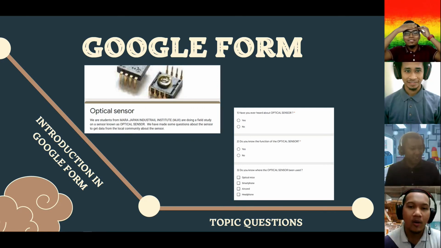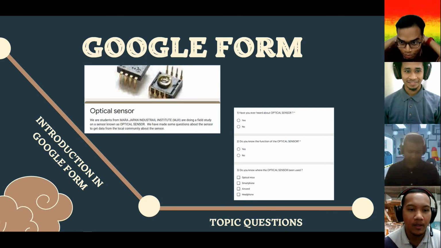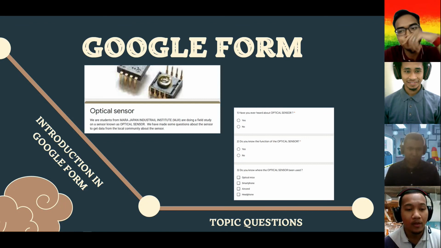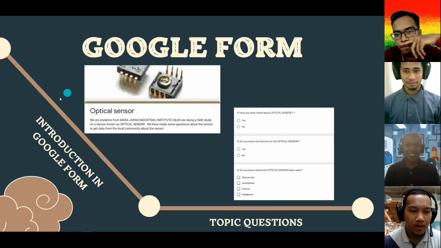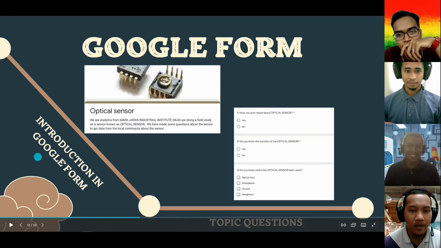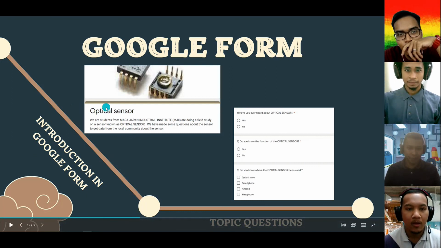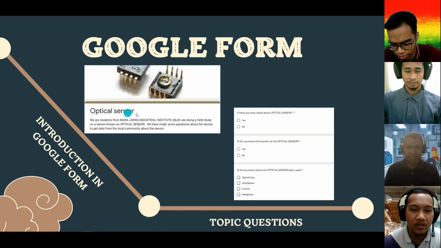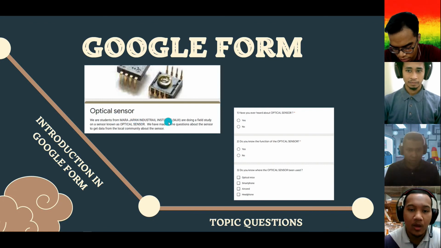Okay. And now I want to show about the Google Form. So first, the introduction in the Google Form. So it is about the optical sensor. We are students from Mara Japan Institute doing a field study on a sensor known as the optical sensor. We have made some questions about the sensor to get data from the local community.